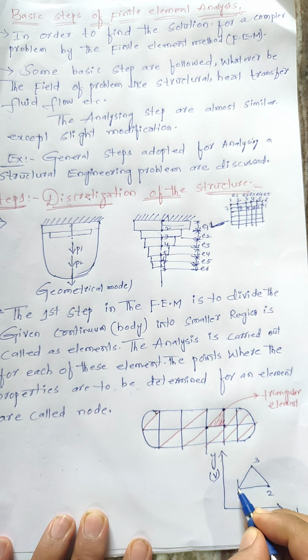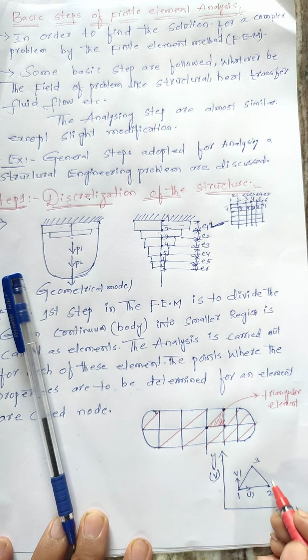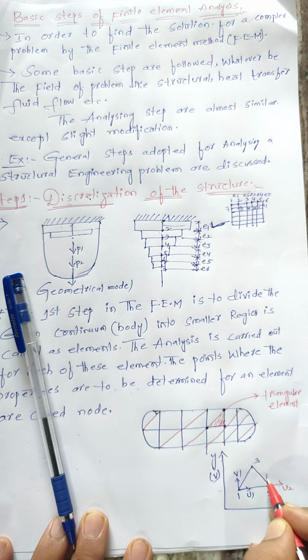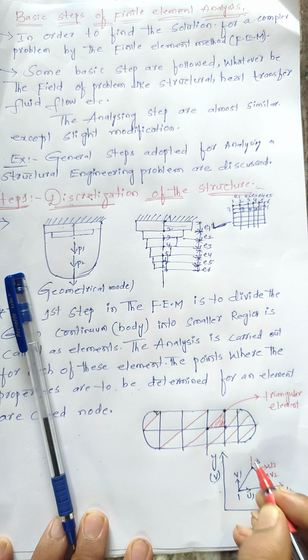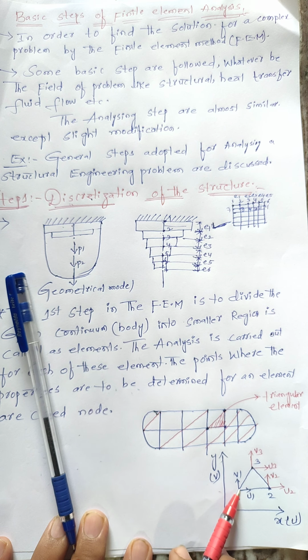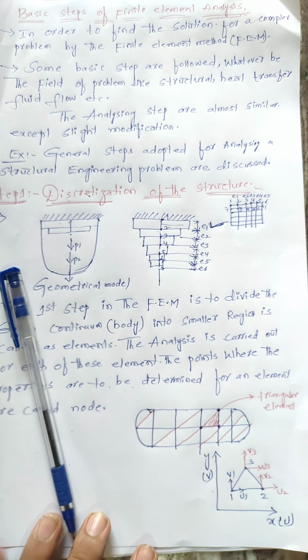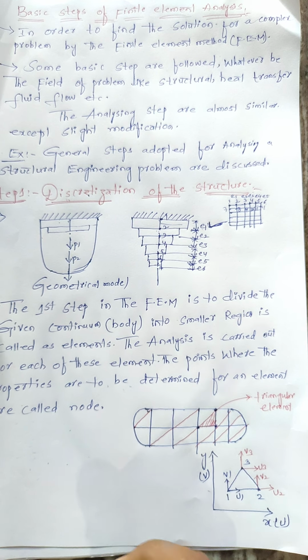Let us see over here. First one is u1, v1. This is u2, v2, u3, v3. Here how many nodes are there? 3 nodes and 6 degrees of freedom: u1, v1, u2, v2, u3, v3. So in total, 6 degrees of freedom are there. Is it right?